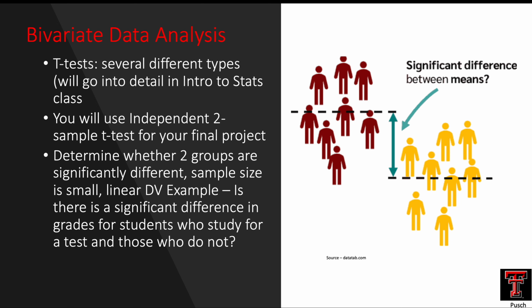So we use it if the sample size is small and we have a linear dependent variable. So again, are we looking at, is there a significant difference in grades for students who study for a test and those who do not? So here we would separate the sample into those that studied and those that did not study and look at those grades that each of those groups got and then see if there's a significant difference.